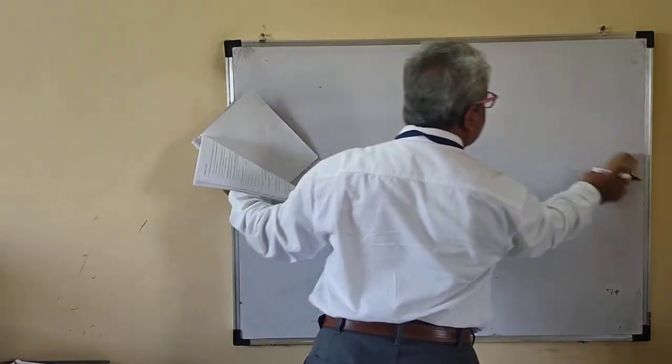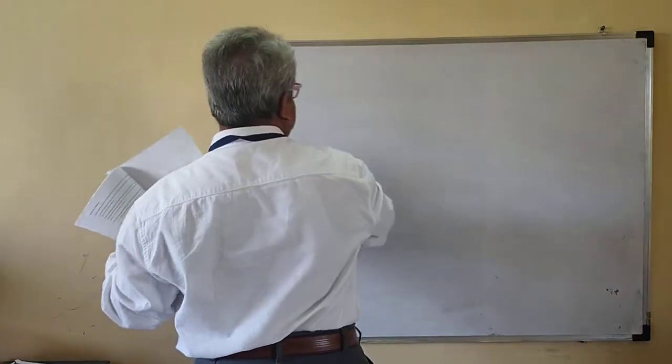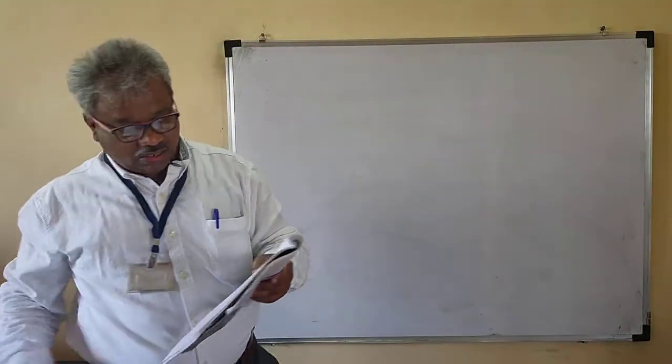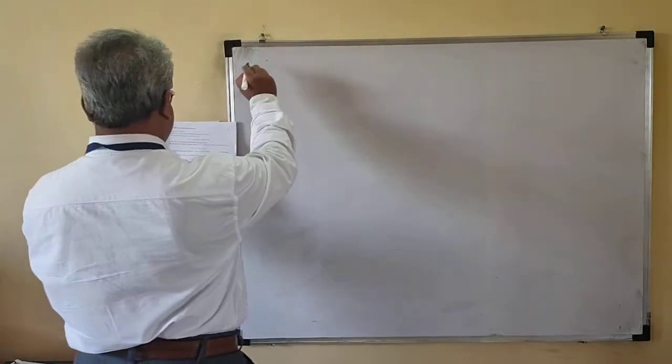So the denominators are nothing but the direction ratios. If the sum of the squares is 1, then they are the direction cosines. Okay. We'll take a problem.